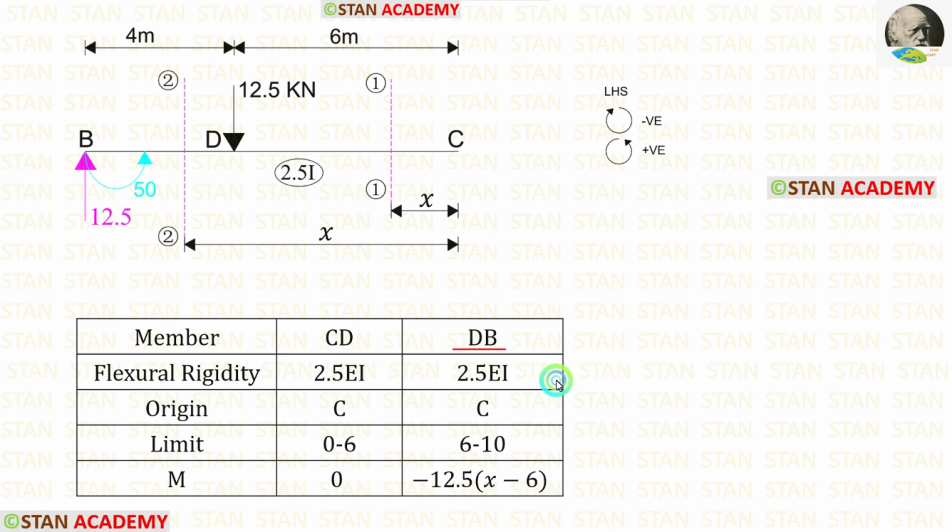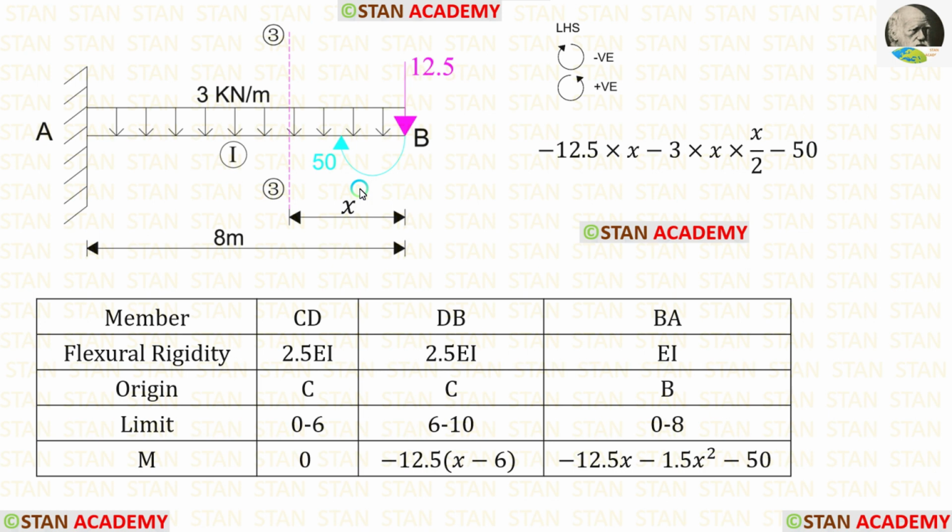Now let us take DB. In DB, we have a section. The origin of the section is the point C. The limit is 6 to 10. Now let us find the moment M in DB. Up to the section, there is only one load, that is 12.5 kN. This is acting in the clockwise direction, so it will be negative. For the distance, we have to take this distance. This distance is x minus 6.